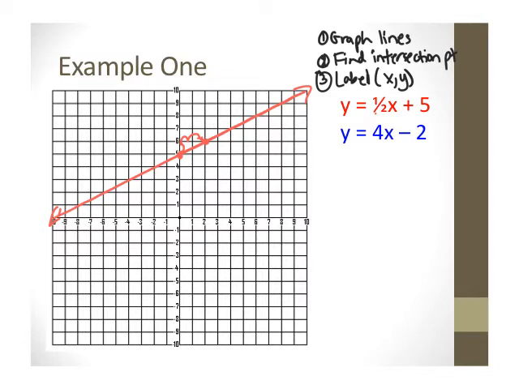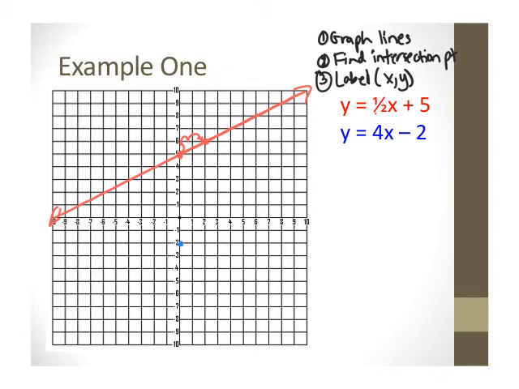So then I'm going to go ahead and graph the second line in blue. I have y equals 4x minus 2. So the minus 2 is our y-intercept, so we're going to start at our origin and go down to negative 2. Okay? Go down 2 spaces, or just go to where that negative 2 is on the vertical axis.